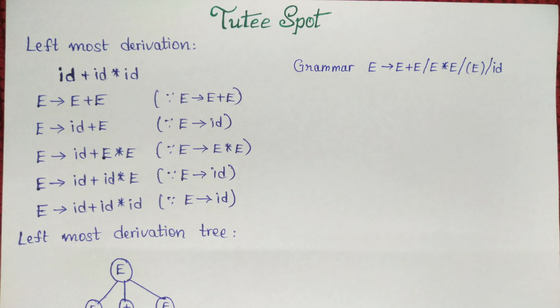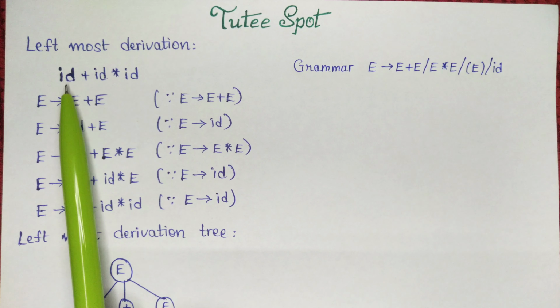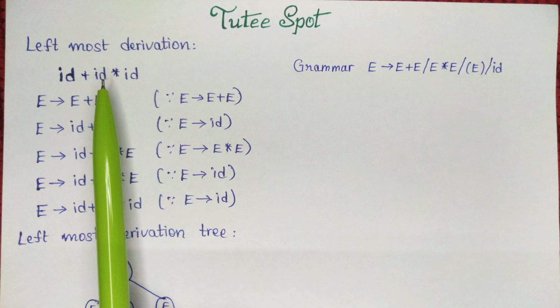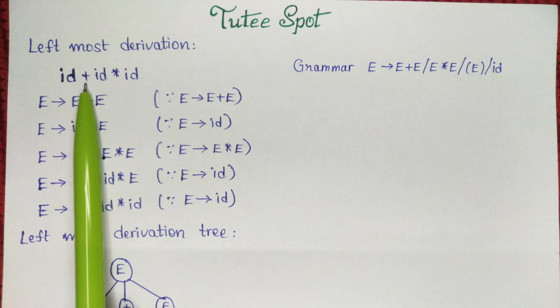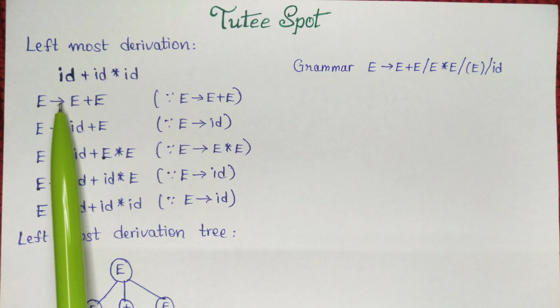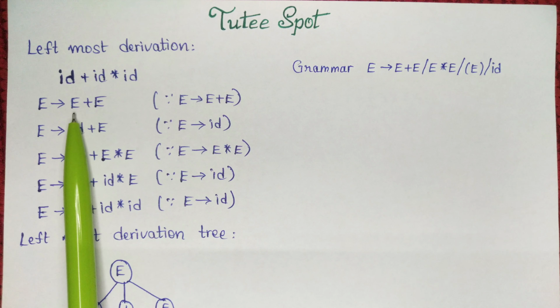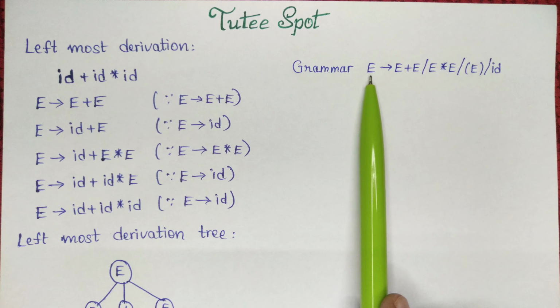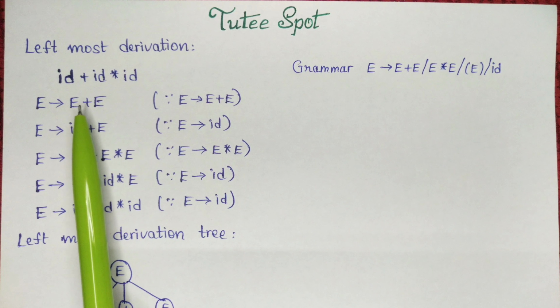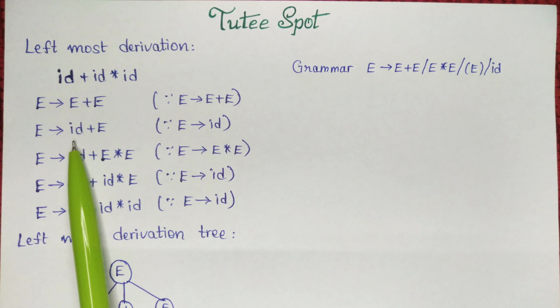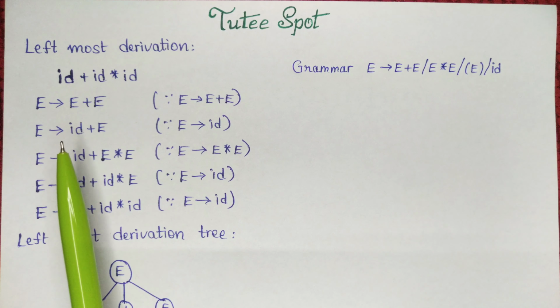First, let's see leftmost derivation. Here in each step, the leftmost non-terminal has to be expanded. So to produce ID plus ID into ID, first we focus on plus and take E produces E plus E. So first we have to expand the left side E. We have the production E produces ID, so replace this E with ID. In each step we have to derive only one non-terminal.